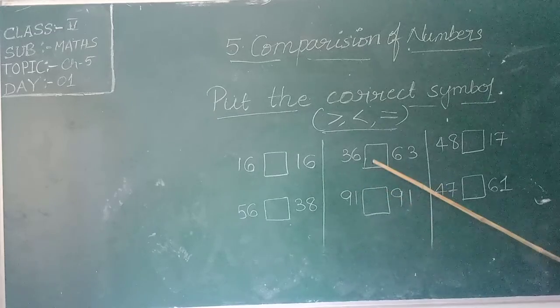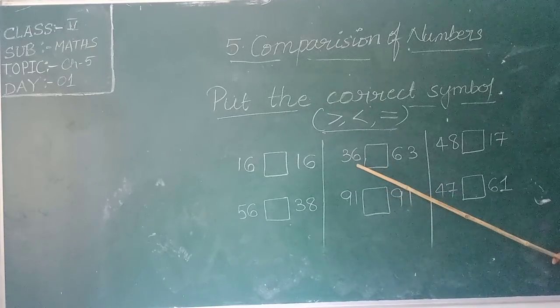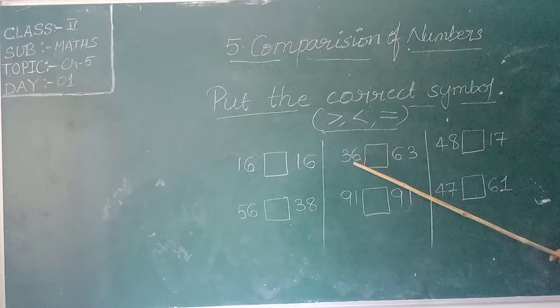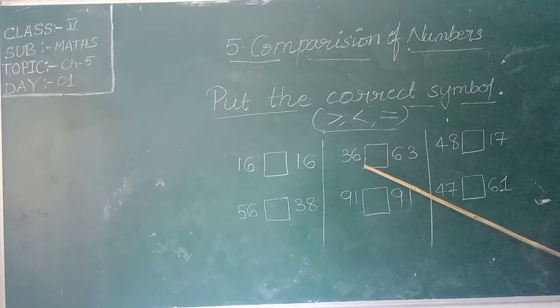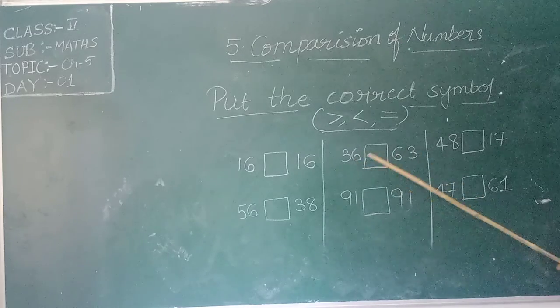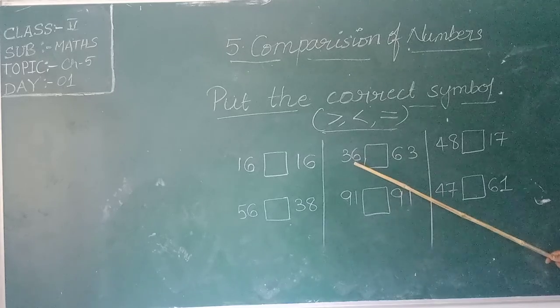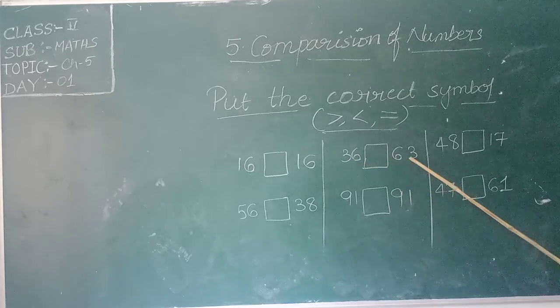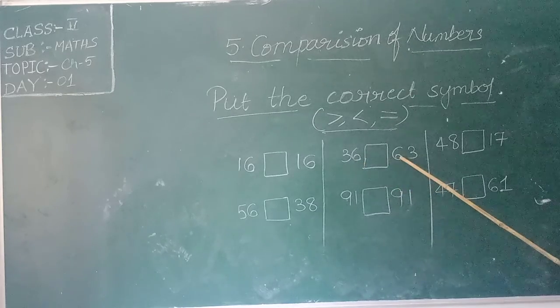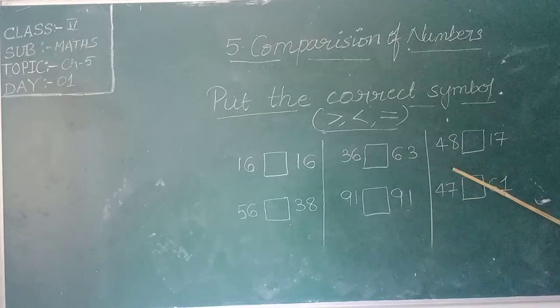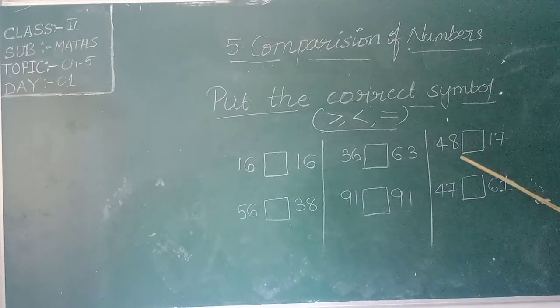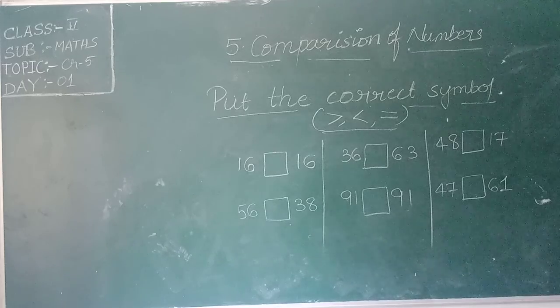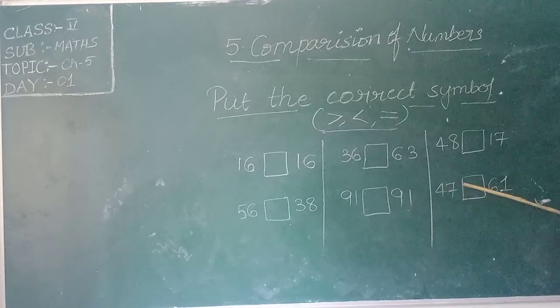Or use the other method we discussed: compare between the highest place values, meaning the ones place and tens place. Either method you can use to do the comparison and fill in all the 6 given questions. Note down the homework, and we will discuss it in our next class.